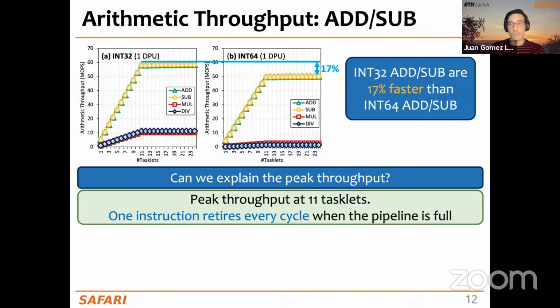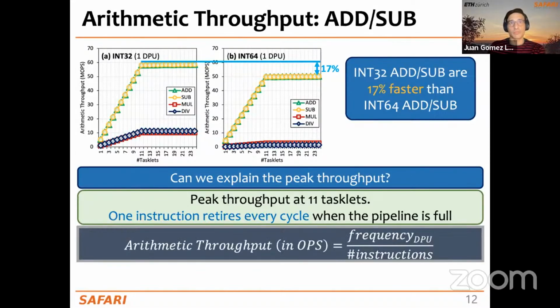What that means in a pipeline processor is that every cycle we retire one instruction. Every cycle, one instruction completes. So in the end, we have a throughput of one instruction per cycle. However, here we are not talking only about instructions, we are talking about operations. Remember that, for example, the addition operation entails reading one value from WRAM, performing an addition, and then storing back to WRAM. So the number of instructions that we use for each operation is going to be more than one.